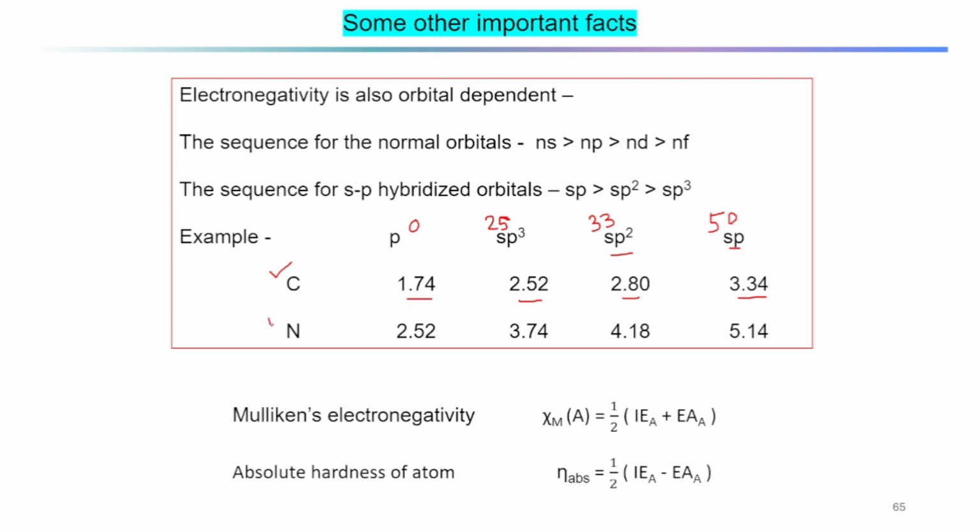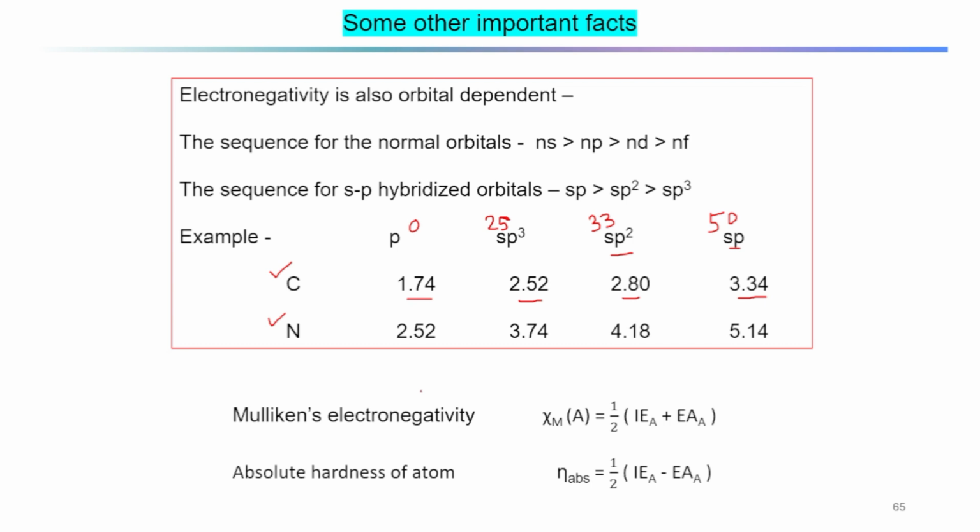Similarly, in the case of nitrogen, in the pure p orbital the electronegativity value is 2.52, whereas in the sp3 hybridized form the electronegativity value is 3.74. In the sp2 hybridized form, it is 4.18, and in the sp hybridized form, it is 5.14.